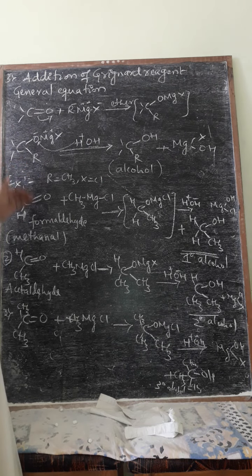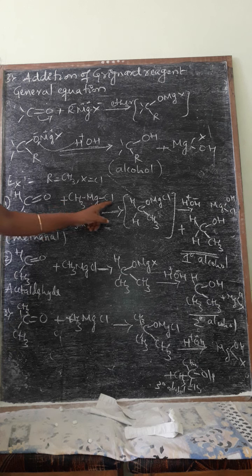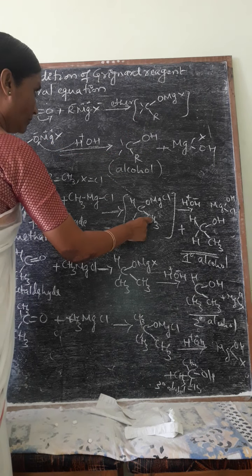From the general equation, I will take an example, where R is CH3 and X is Cl. The example aldehyde is formaldehyde, its formula is HCHO, and its IUPAC name is methanal, with the ending -al. The Grignard reagent used is methyl magnesium chloride, or you can take bromide also. Now it becomes an intermediate like that.